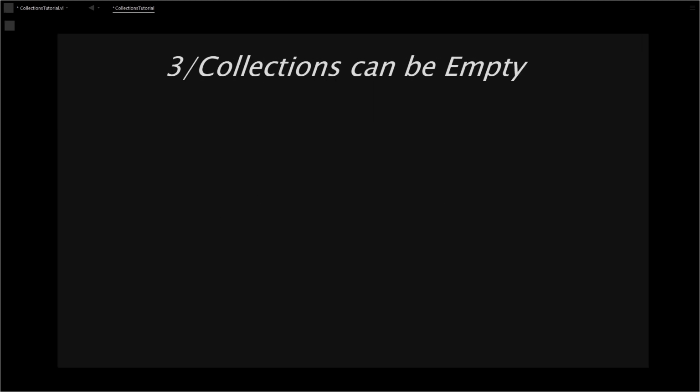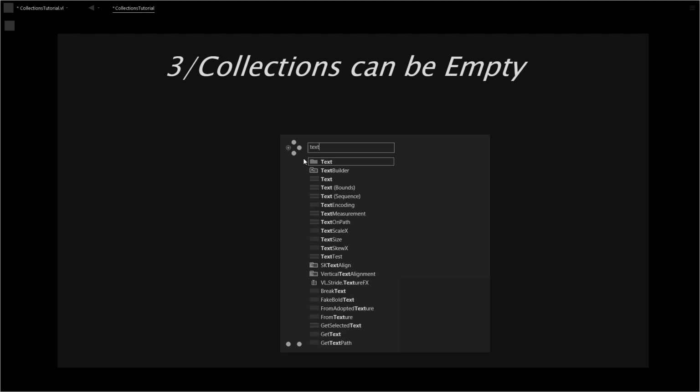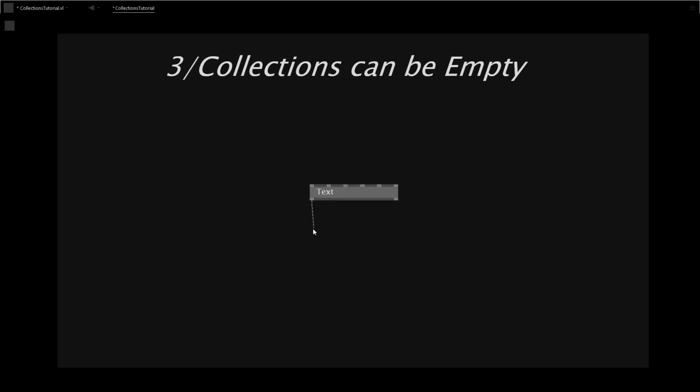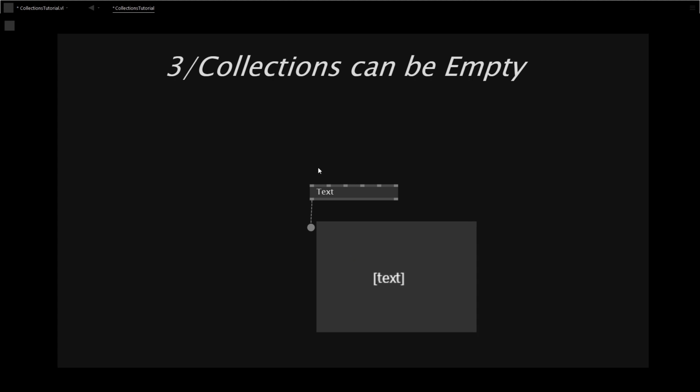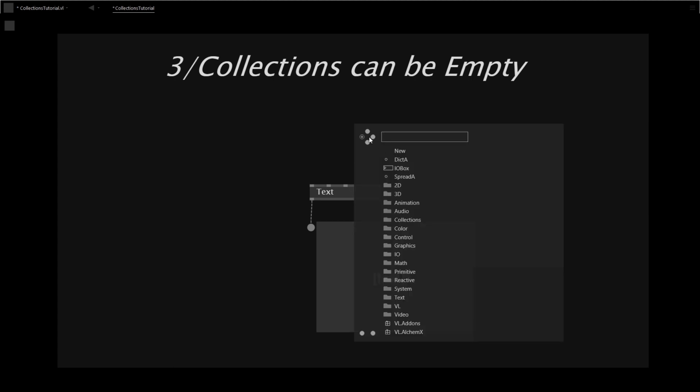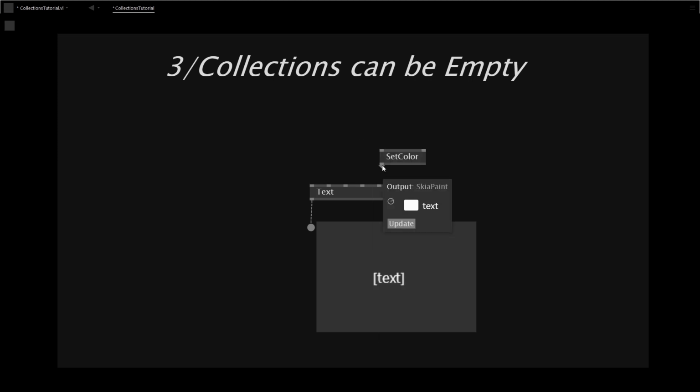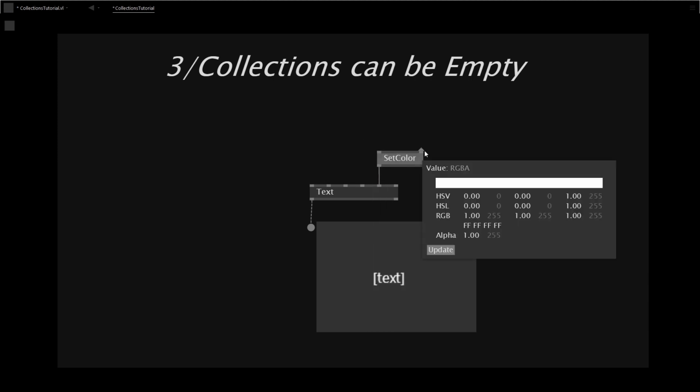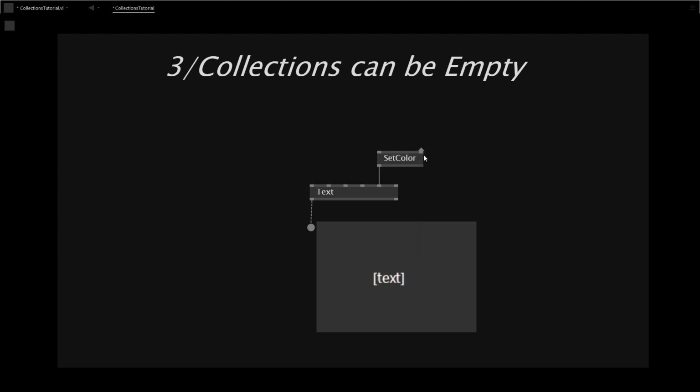An important conceptual property of collections is that they can be empty. And this is a difference between collections and single objects. Let's demonstrate that. If I create a text node, the one from Skia that's meant to draw us a bit of text on a Skia layer, you'll notice it has some input pins, but they've all got some data. Even this paint one, we can't really see, so we have to go like SetColor, for example, plug that in there. You'll notice SetColor has a color input and that already has a color in it. I can change it, but it already has some data in it.